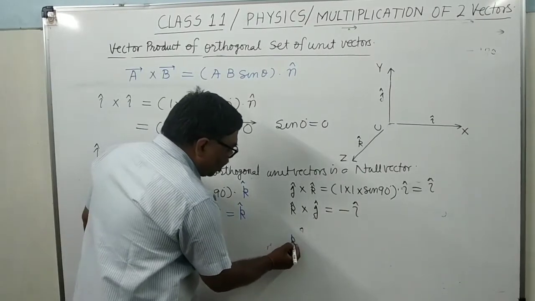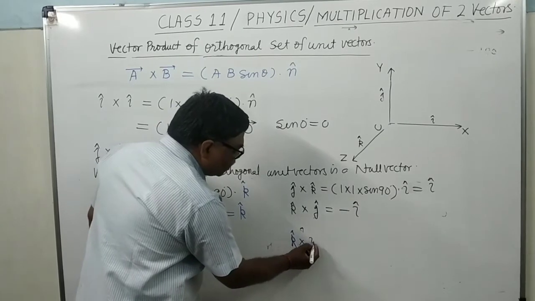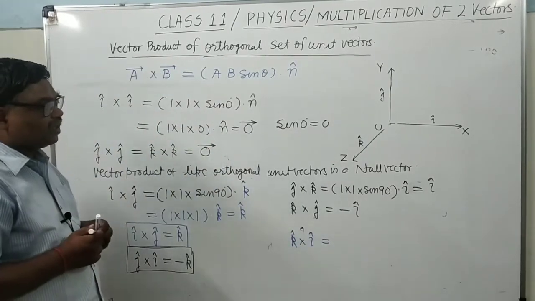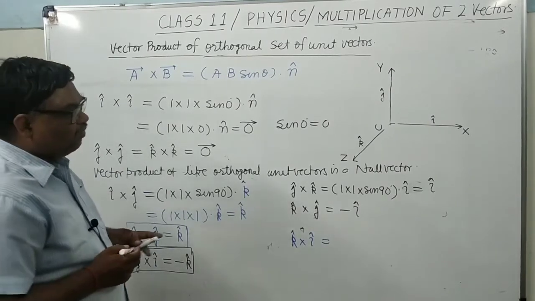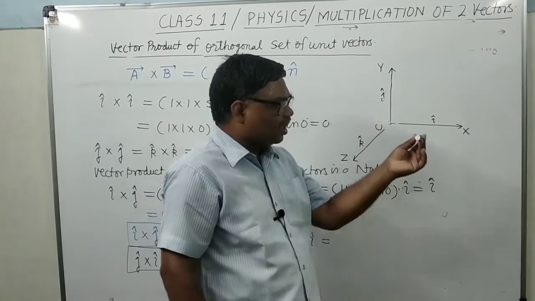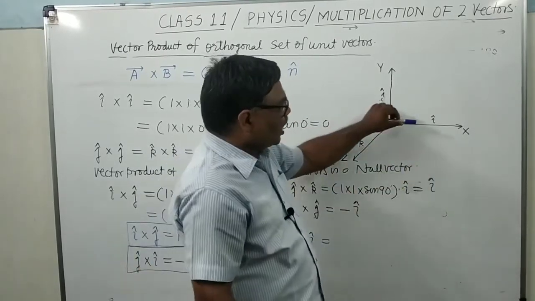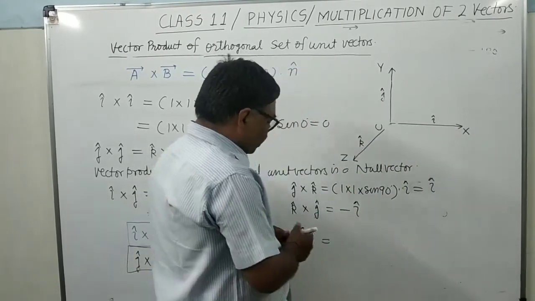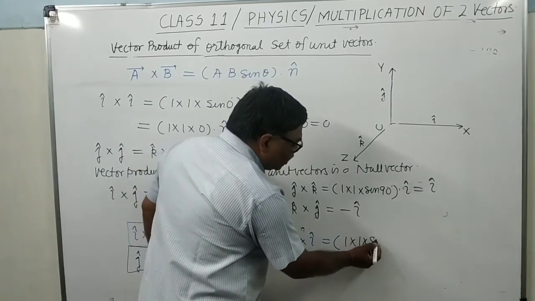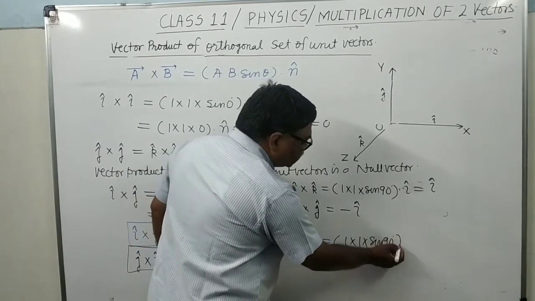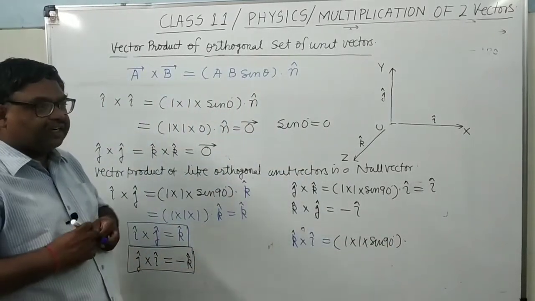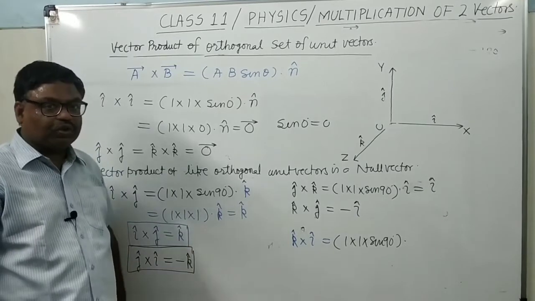vector k cross vector i. Vector k cross vector i. So see here, vector k is along what direction? Vector k, it is along this direction. Vector i is along this direction. First you find out the magnitude. Magnitude will come same, 1 into sine 90 degree, which is finally equal to 1. But what will be the direction of the unit vector n, which imparts direction to this?